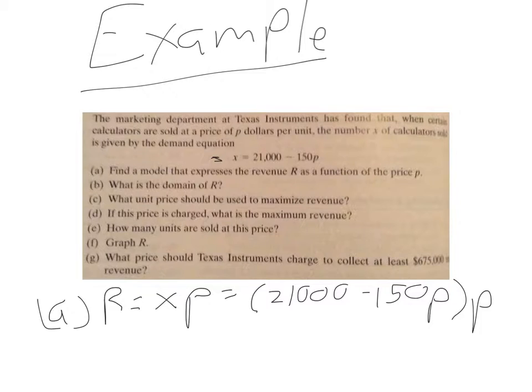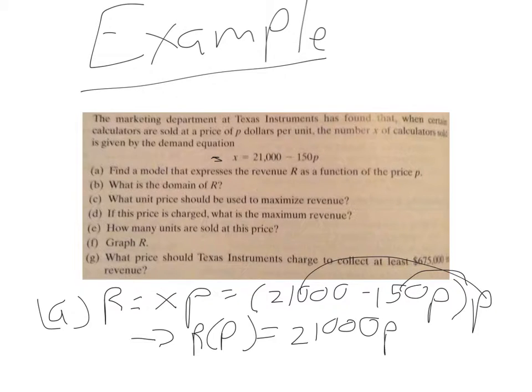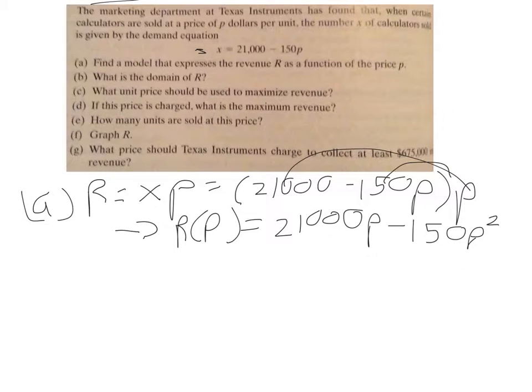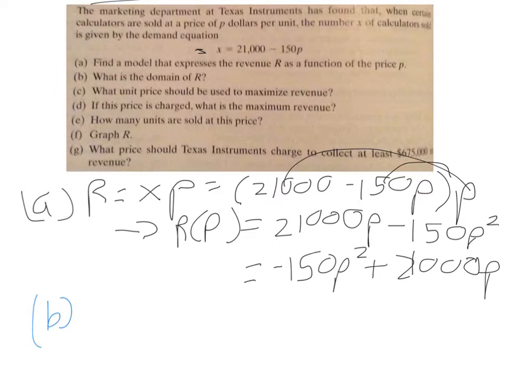multiply it by P again, that would tell us that our formula for the revenue solely in terms of the price would be, if you distribute, 21,000 P minus 150 P squared. Or if you want to put the P squared term in front, negative 150 P squared plus 21,000 P.